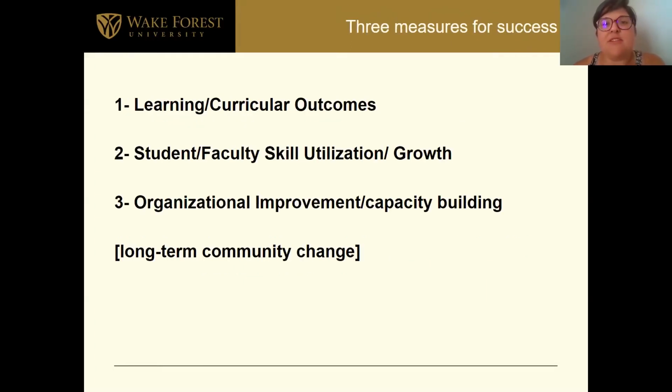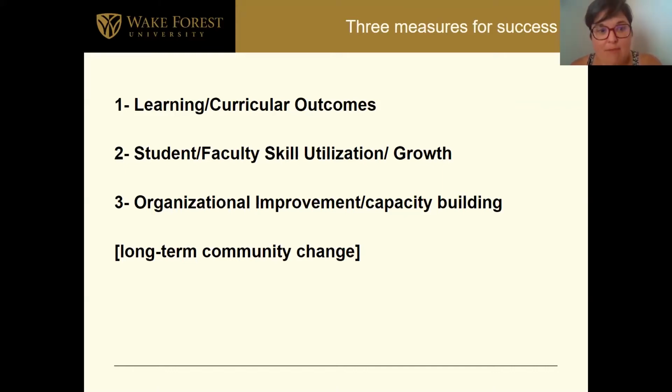So I mentioned that there are three buckets that we can use as measures for success when we're thinking about community engagement work. One is the learning or curricular or research outcomes of a project. The second is the student or faculty or staff skill utilization or growth. And then the third is organizational improvement, nonprofit capacity building for the organizations we're working with.